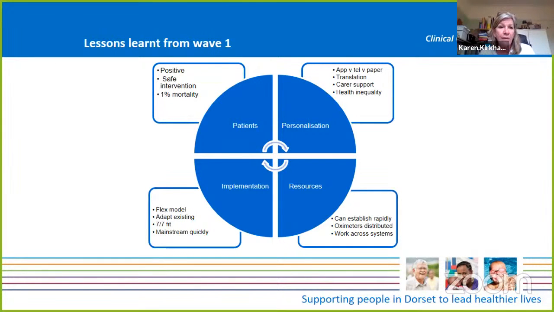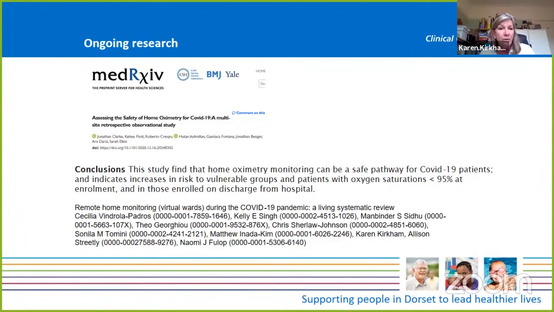I've just left a few reflections from those two prime research organisations that are working together. And the first is from Imperial. This is a paper that is in preprint, but it finds that home oximetry monitoring can be a safe pathway for these patients. It indicates increased risk to vulnerable groups and patients with low oxygen saturations, as we've described, and in those enrolled on discharge from hospital. And I also enclose a link to the work of Naomi and her team. And we are undergoing rapid research on a continuing basis through this next phase, so that we can be able to give some more detail as we go forward.